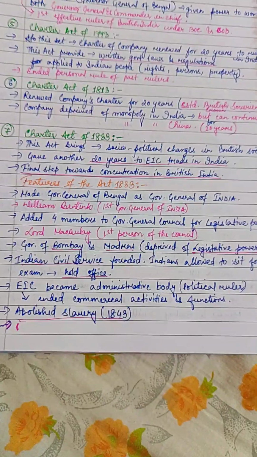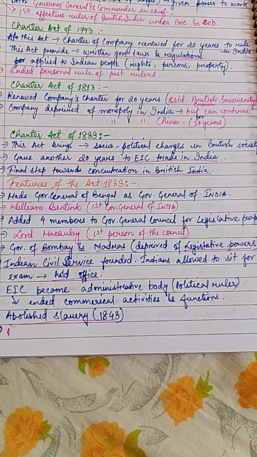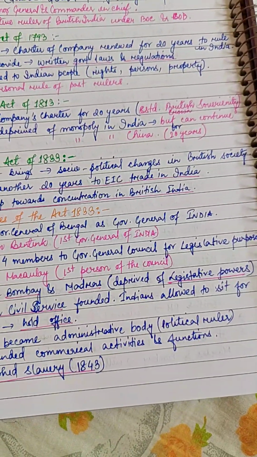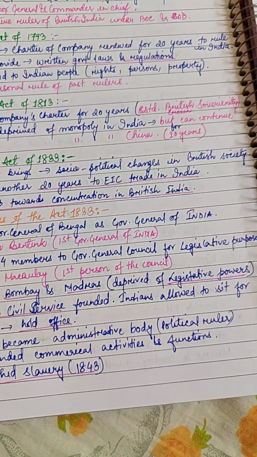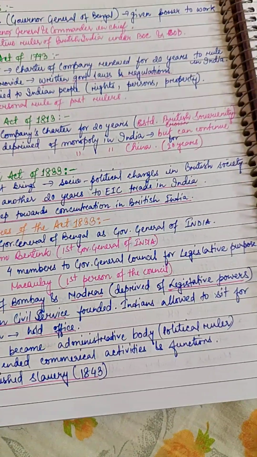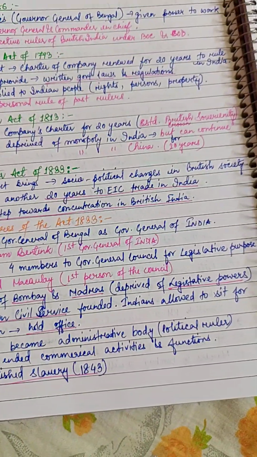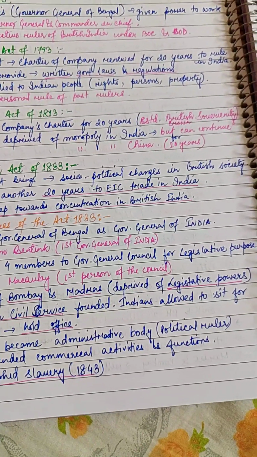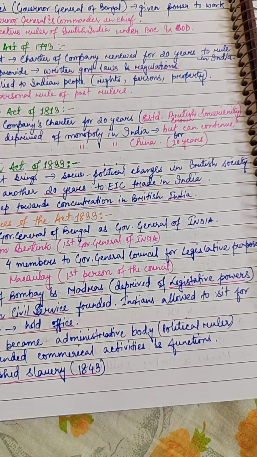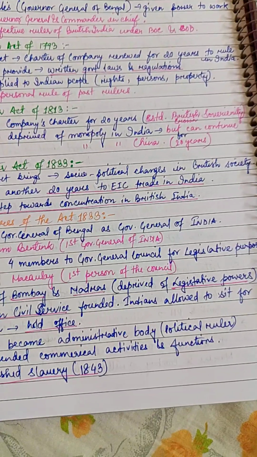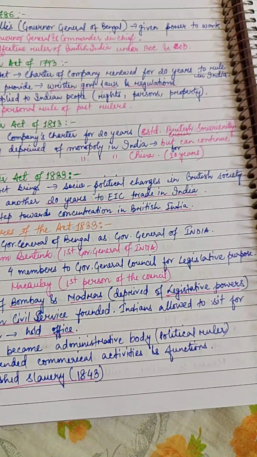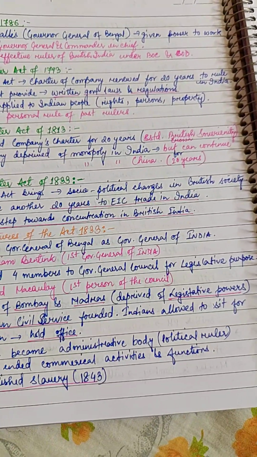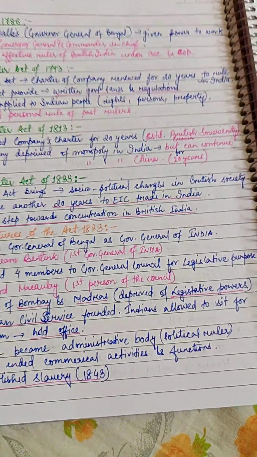Before, none of the Indians were allowed to give this civil service examination. Whether the Indians were educated or talented, they were still not given any right to sit for it. Why? Because they are Indians. And the Britishers used to think themselves superior, as if they are the only educated ones. So they never allowed the Indians to sit for the examination.